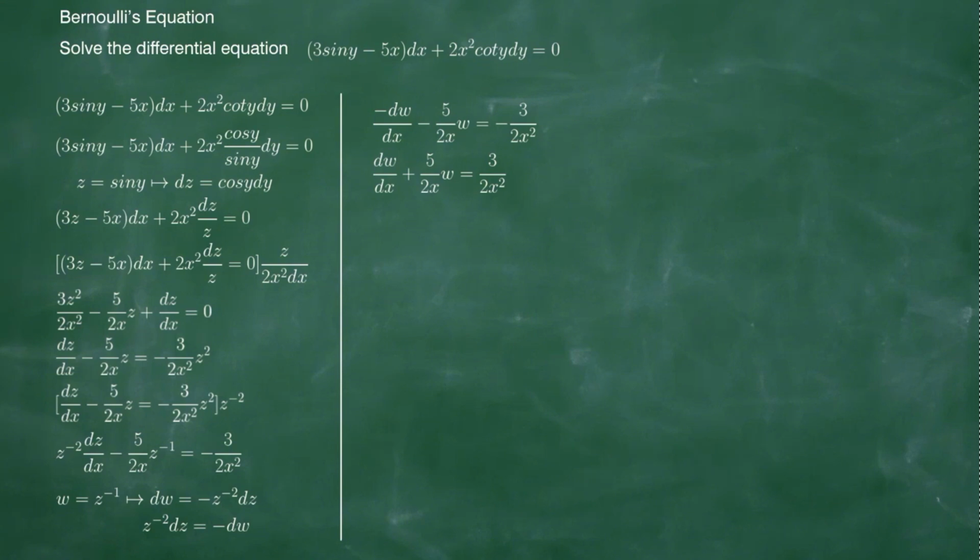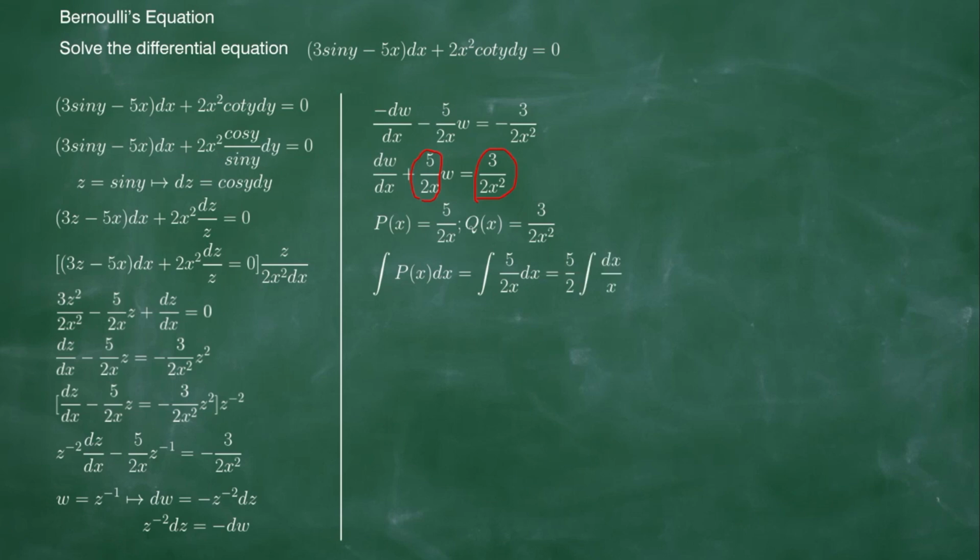2x squared. To solve a first order linear differential equation, we are going to find an integrating factor. Okay, so we will define our p of x, that is the coefficient of w, which is 5 over 2x, and our q of x is the function on the right side of the equation, which is 3 divided by 2x squared. And then we find the integral of p of x dx, which is the integral of 5 over 2x dx equals 5 over 2 times the integral of dx over x. And this is equal to 5 halves times the ln of x. So the integral of p of x dx is equal to ln of x to the 5 halves.